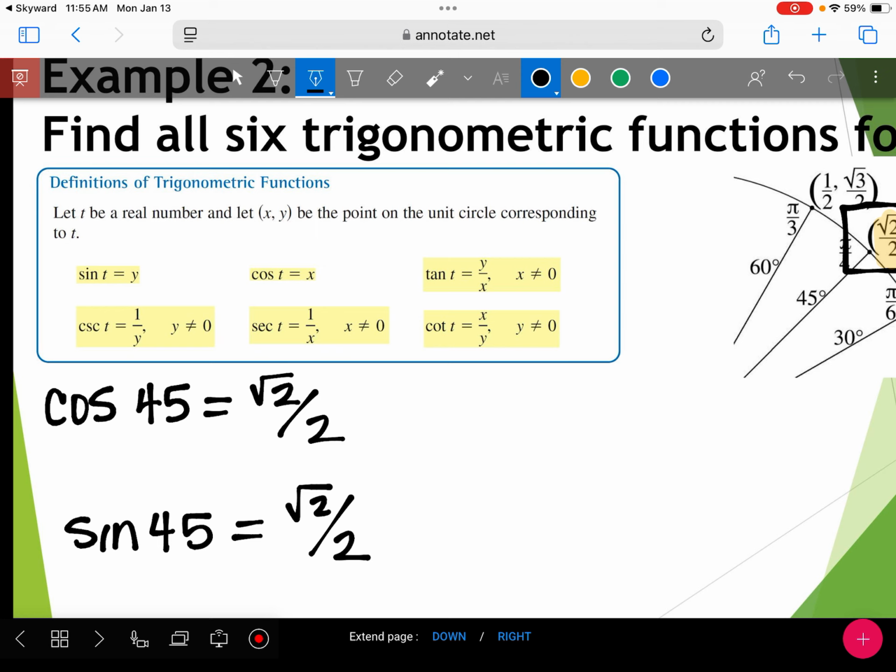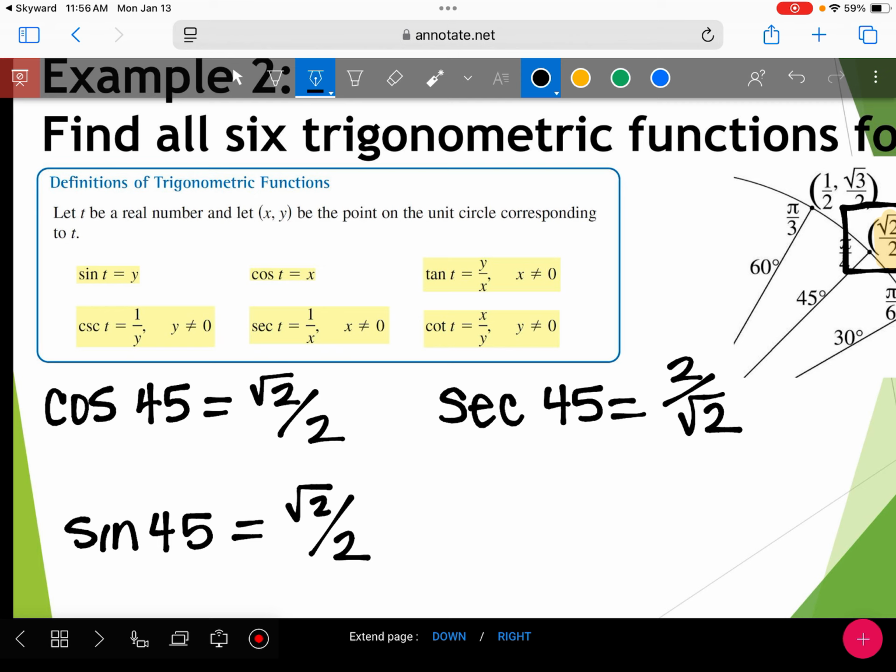Now, who's the sister to cosine? Because sine and cosine are the same, cosecant and secant will also be the same. So how do we find the secant? Remember, secant is the sister to cosine. What do we do with our answer? Who remembers? Flip it. So I'm going to take this root 2 over 2 and write it as 2 over root 2.